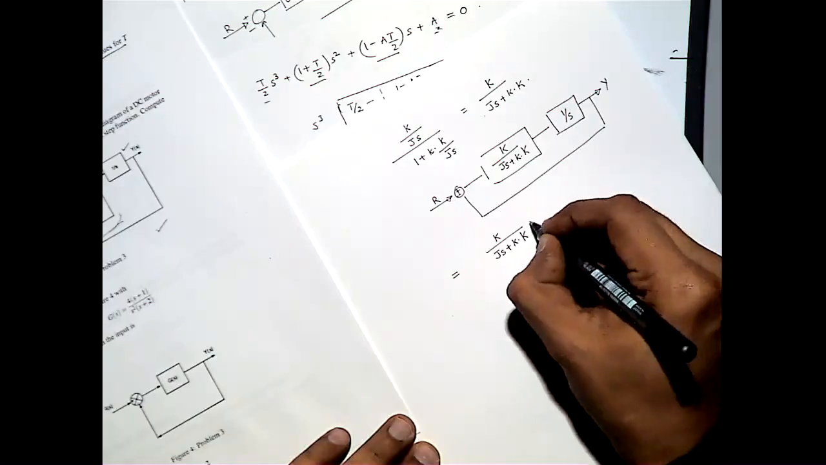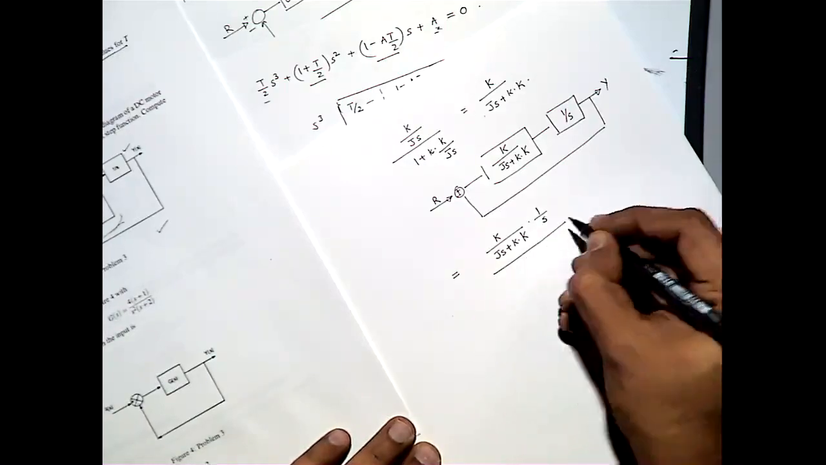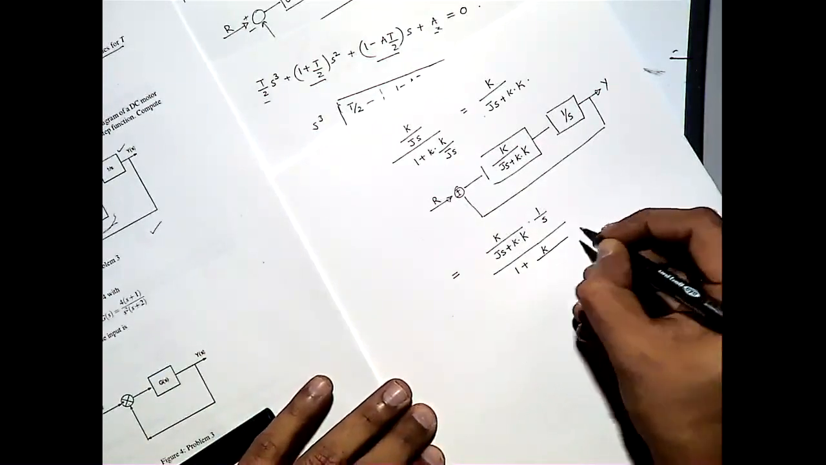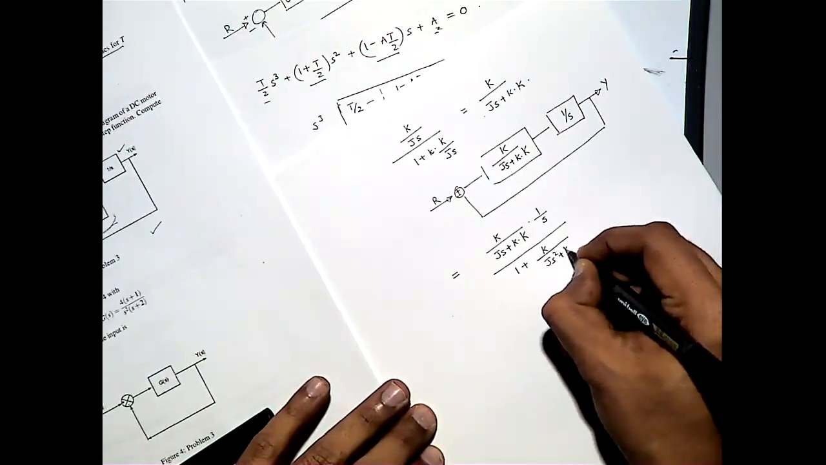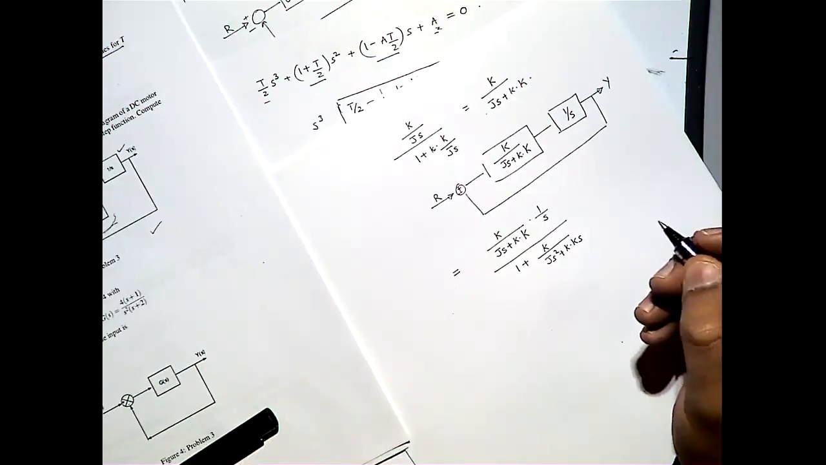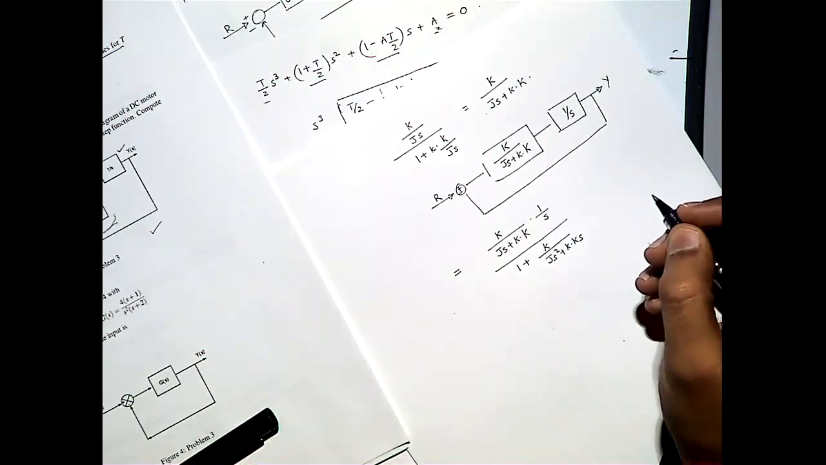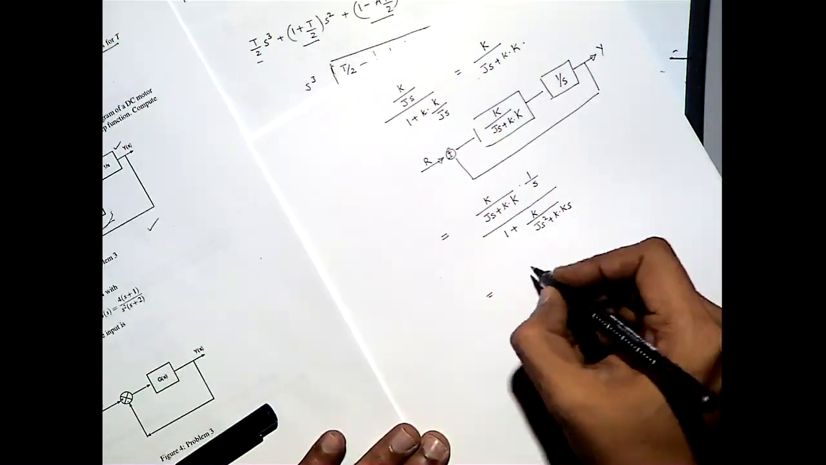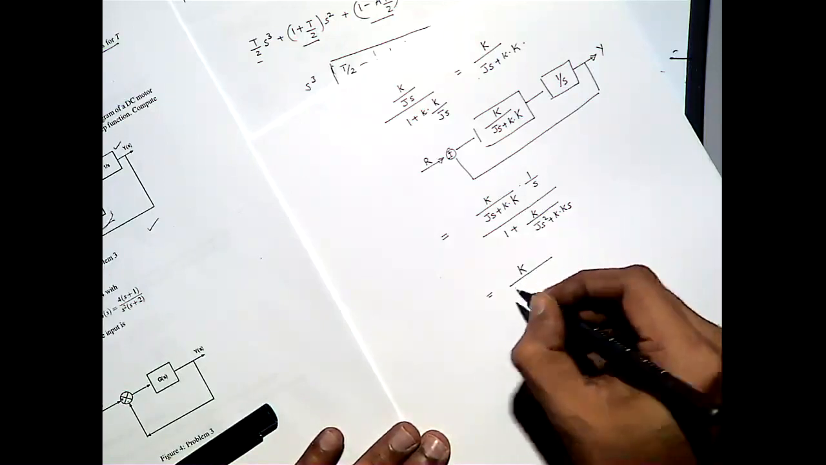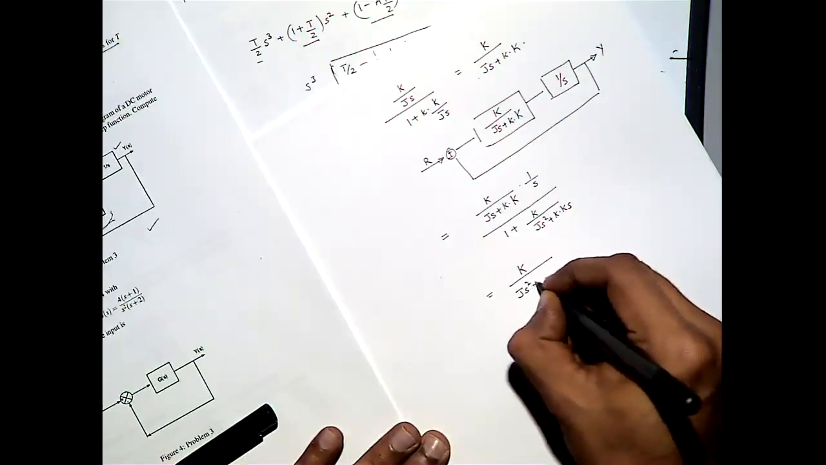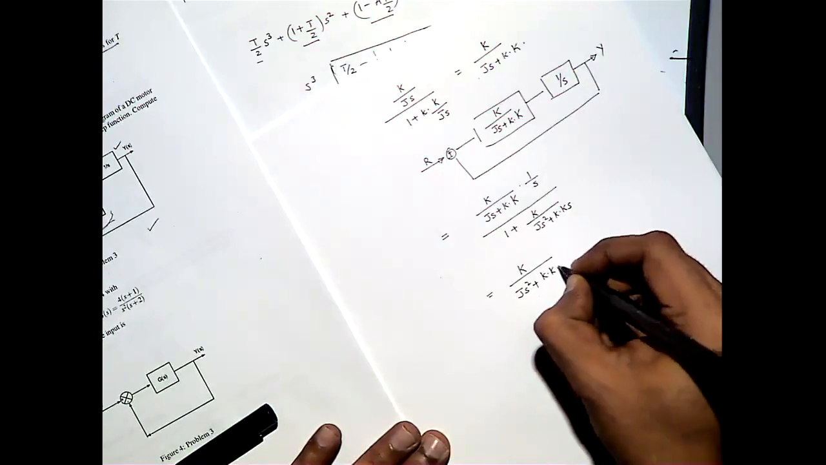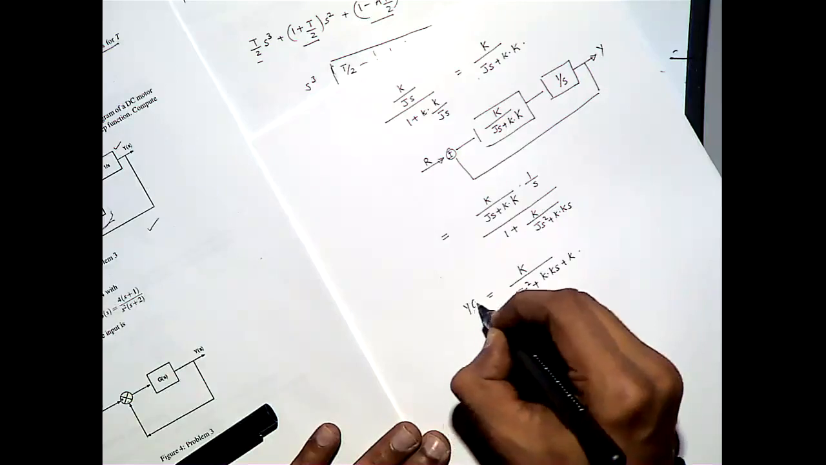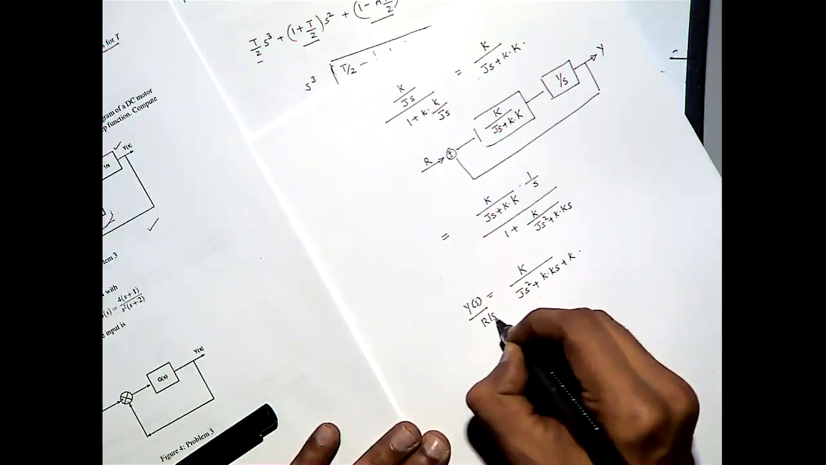The equivalent transfer function model of this one is again K divided by Js plus k times capital K, times 1/s, divided by 1 plus K divided by (Js squared plus kKs). Which means I have K divided by Js squared plus kKs plus K as the transfer function of this system, which is Y(s) divided by R(s).